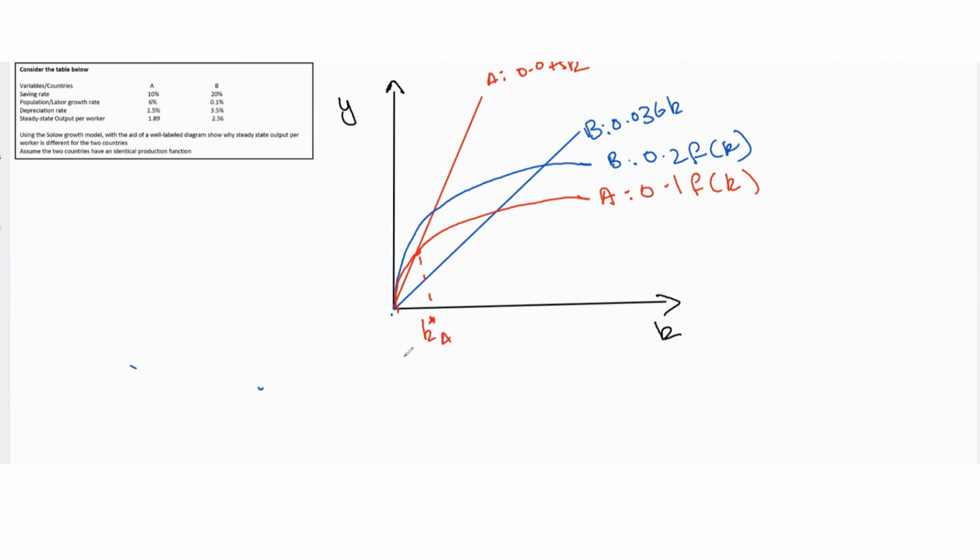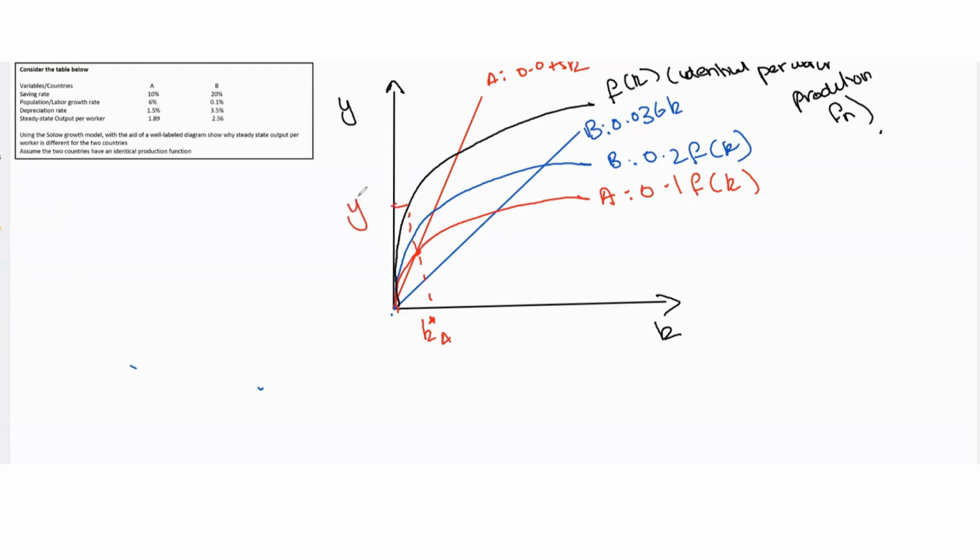And then we know they have an identical production function, right? So that identical production function we can show as this, F(k). The per worker production function is identical for them. It will be above both 0.2 FK and 0.1 FK because these are translated down versions of this. So for country A, from this per worker production function, we can see this is Y star.